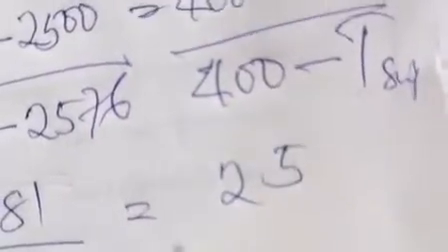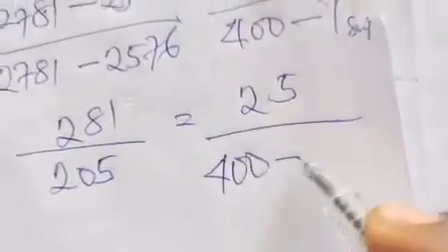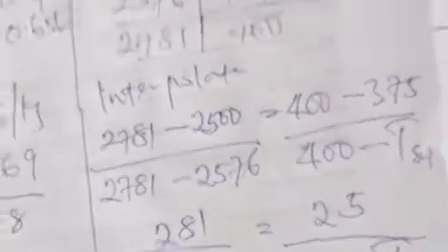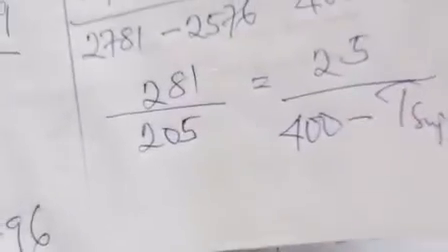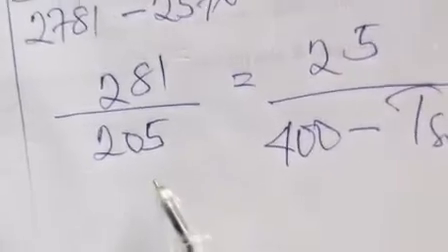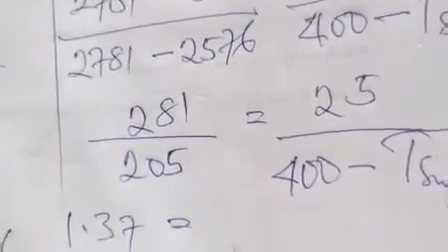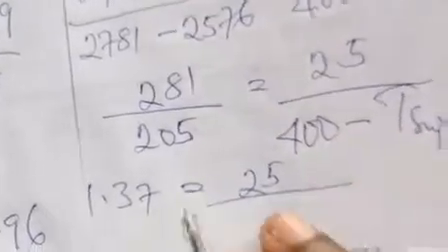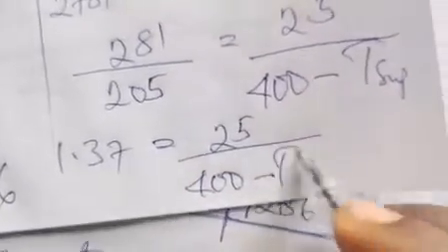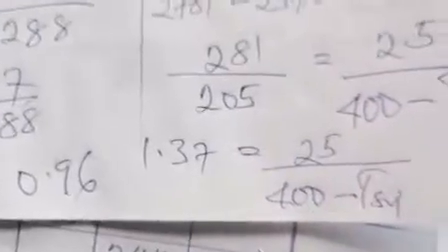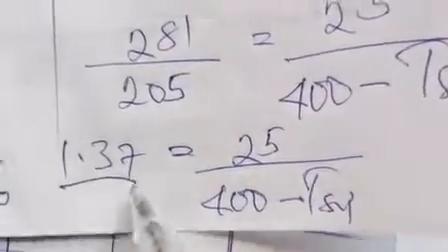That's 25 all over 400 minus T superheated, so we'll keep that. From here, 281 divided by 205 simply gives us 1.37. That is equal to 25 divided by 400 minus T superheated. I can treat this 1.37 as 1.37 divided by 1.